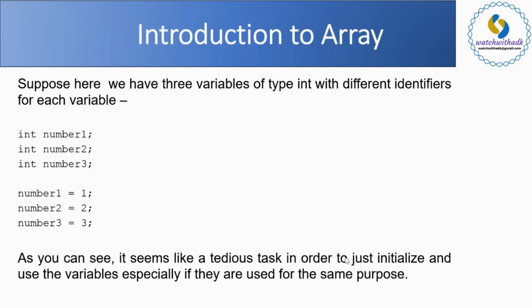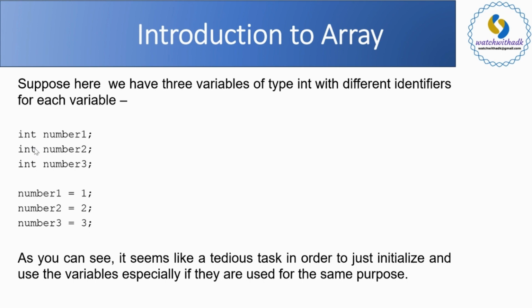Suppose here we have three variables of type int with different identifiers for each variable. Here I have taken three variables of the same data type, that is int, and then we are assigning the value to each identifier separately. As you can see, it seems like a tedious task in order to just initialize and use the variables, especially if they are used for the same purpose. Here I have taken an example for only three variables. What if we have more than 100 variables of the same data type? Then it will become a tedious task.